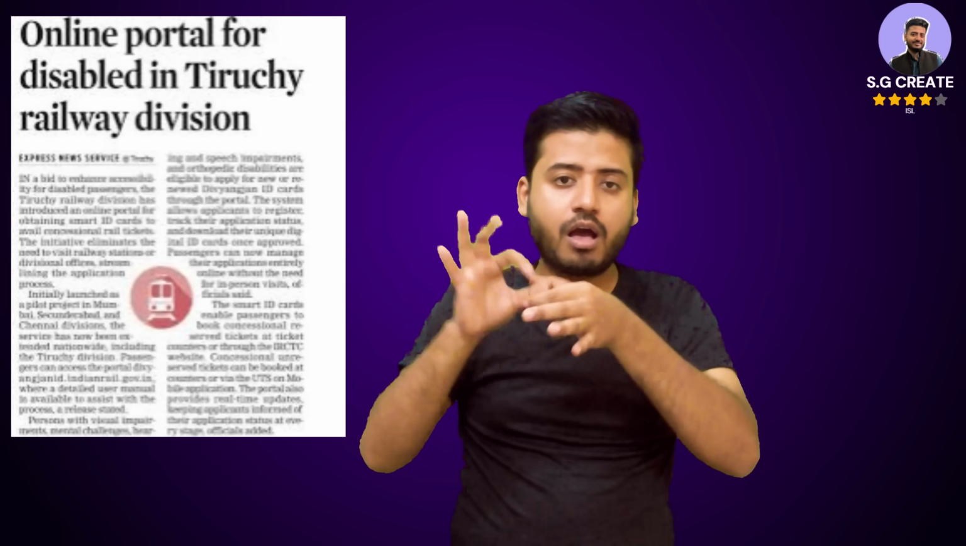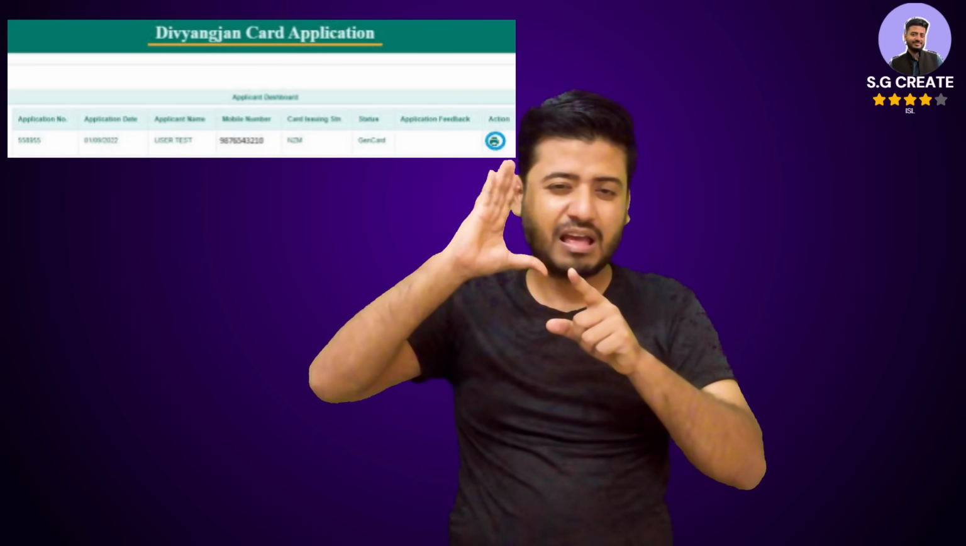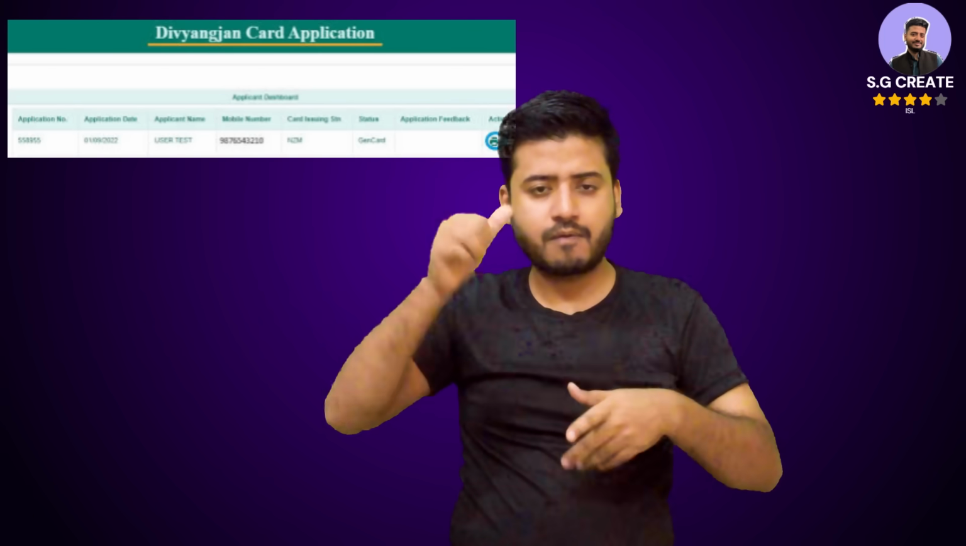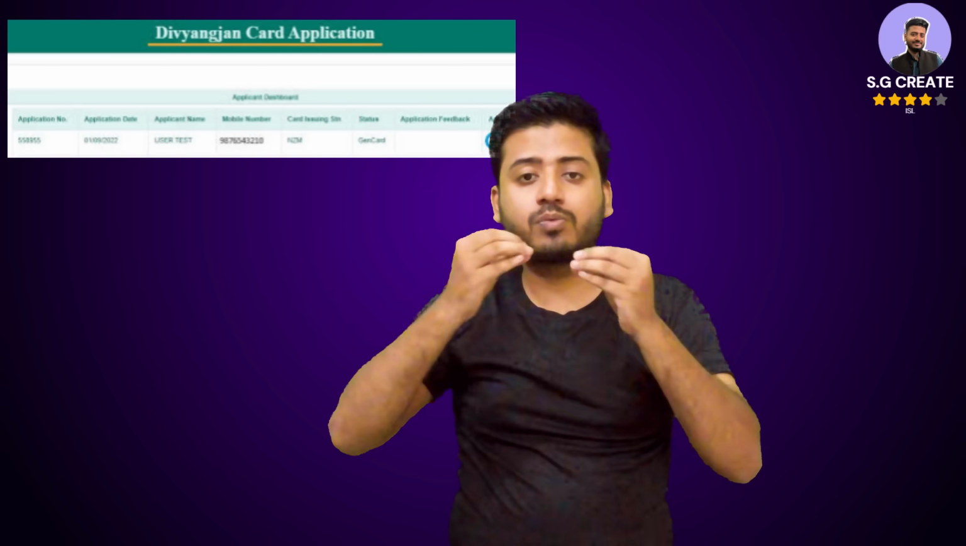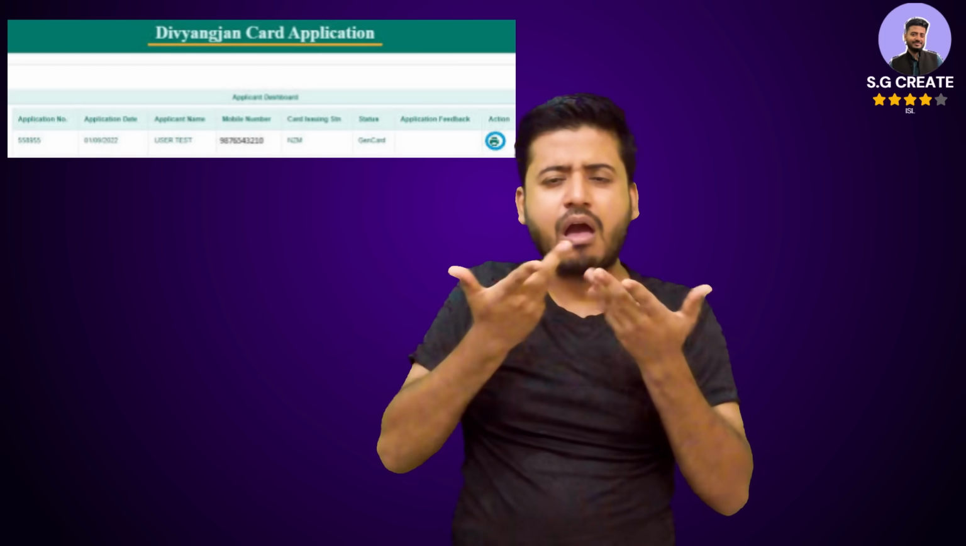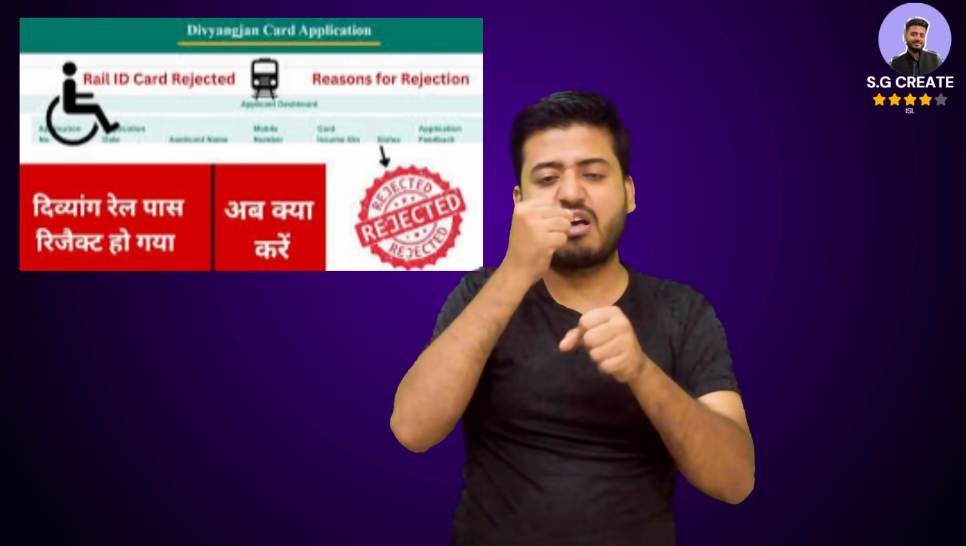Fare and class. General category: 50% in second class and sleeper class. SC/ST category: 75% in second class and sleeper class. Persons with disabilities, DIVYANGJAN. Eligibility. The concession is for persons with blindness, orthopedic handicaps, intellectual disabilities, and speech and hearing impairments, often including an escort.